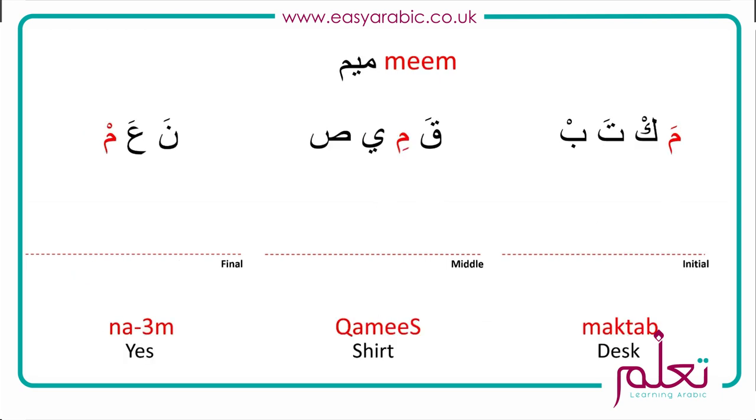Next we have the letter Mim. So the first one is Maktab, which is the desk. Mim. We have the Kaf. We have the Ta. And finally the Ba. That's Maktab.